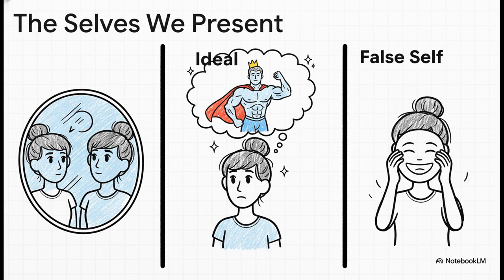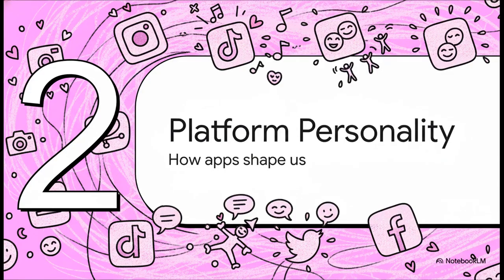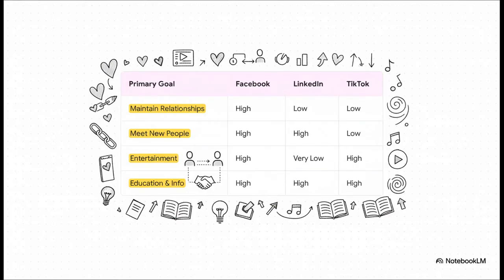And finally, you have the false self. This is a depiction of a life we don't actually have, like pretending you're a globe-trotting foodie when you mostly eat takeout at home. Now, which of these selves do we choose to show the world? Well, the first clue isn't really found within us, but within the platforms themselves, because every single app has its own personality. And this data is just fascinating.